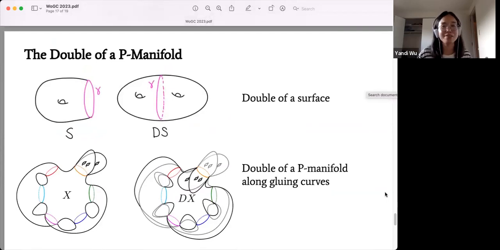The double of a p-manifold, the idea comes from doubling a surface. You take two copies of each of the chambers in your p-manifold and you glue all of those chambers together. So I have an illustration here where D of X, my double of my p-manifold, consists of twice as many chambers as my original p-manifold. And now you can pair each chamber with its double. If you pair a chamber with its double, then you get a closed surface. So we've reduced to the base case once again.